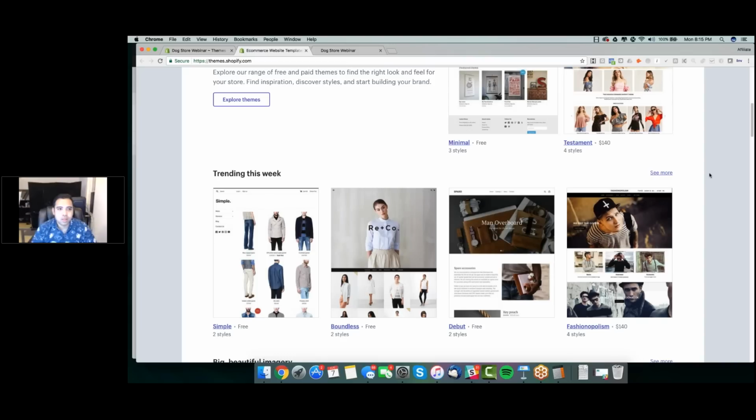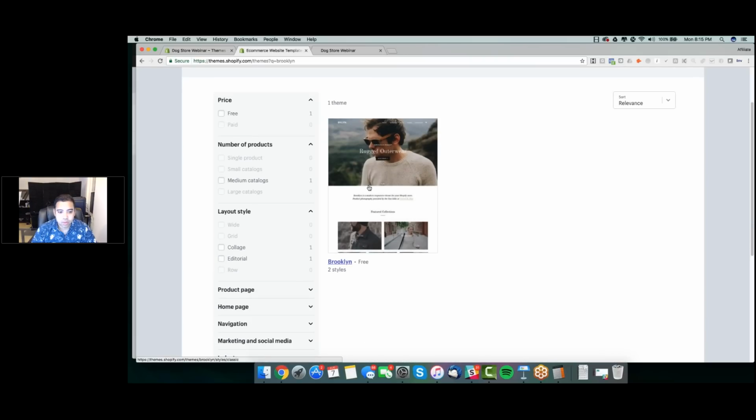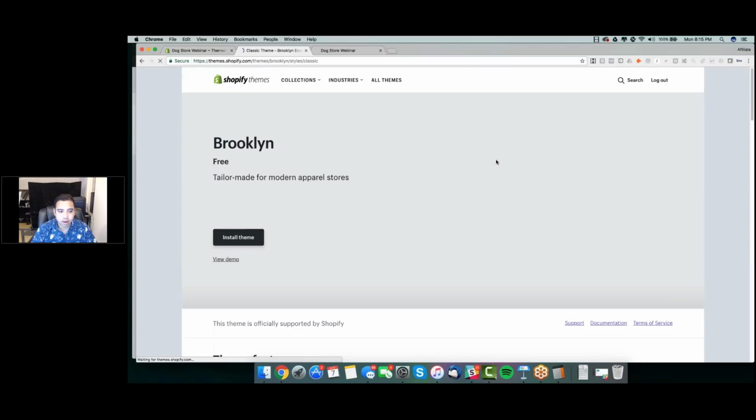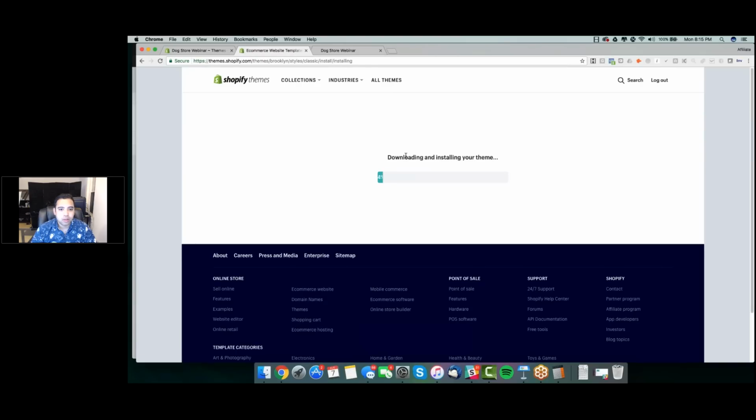Let's use... I know I used a theme here. It was called Brooklyn. Let's try to find that. Brooklyn. This is a theme that I was using. Okay, it wasn't the best. Right. Install the theme. All right. Publish. And okay, so this is installing the theme right now. So now we have our skeleton.